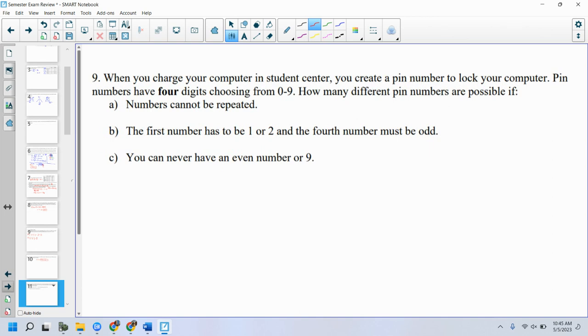Okay, when you charge your computer in the student center, you have to create a PIN number to lock your computer. PIN numbers have 4 digits, choosing from 0 to 9. Remember we had that whole discussion of whether 0 is even or odd. Zero's even. Okay, how many different PIN numbers are possible if numbers cannot be repeated?